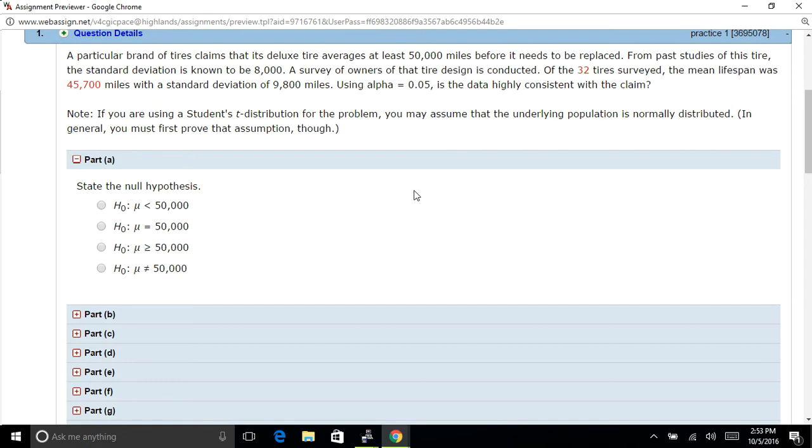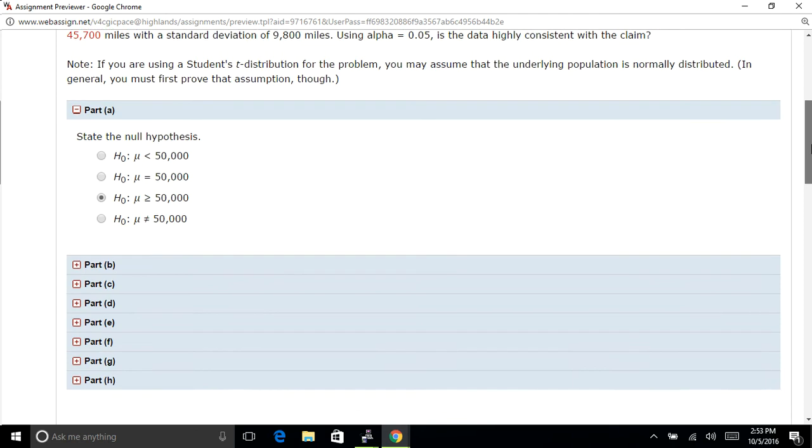Now remember, I want to get my null hypothesis, and that is the hypothesis that will always have the equals in it. And if I go back to the problem, I see the words at least 50,000 miles. So that means I have to worry about it being 50,000 miles and greater. So then that makes this my null hypothesis.